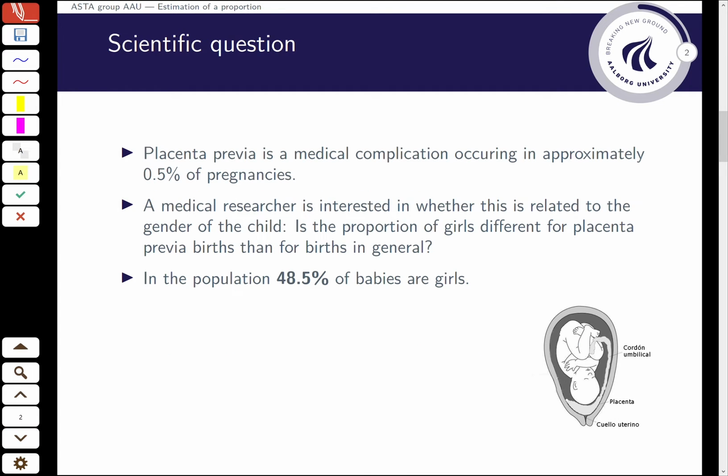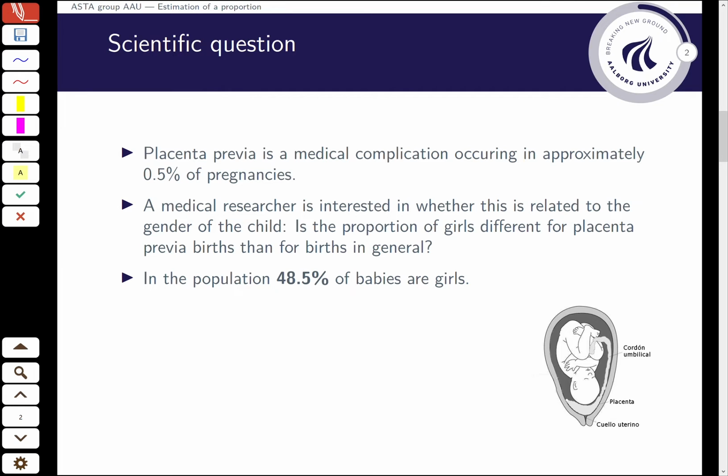And first off, the scientific question is about placenta previa, which is a medical condition occurring in approximately 0.5% of pregnancies. And the setup is a medical researcher wants to look at whether this is related to the gender of the child. Is the proportion of girls different in placenta previa births than for births in general?